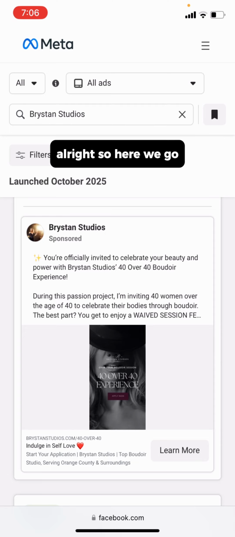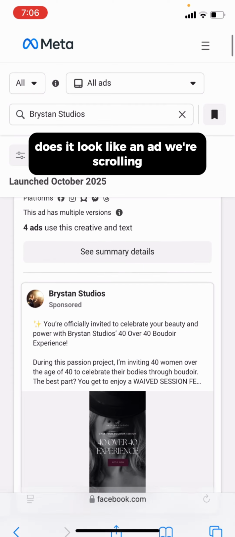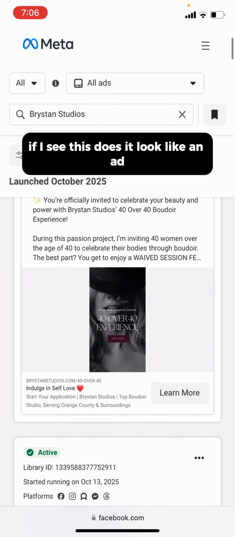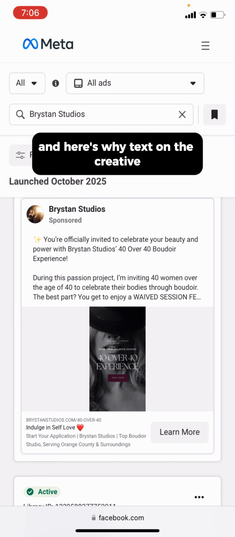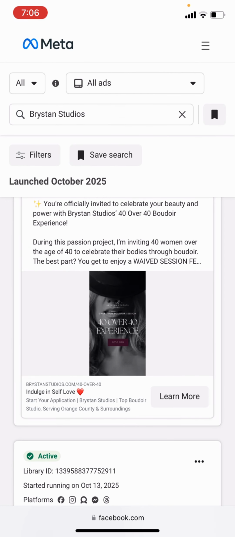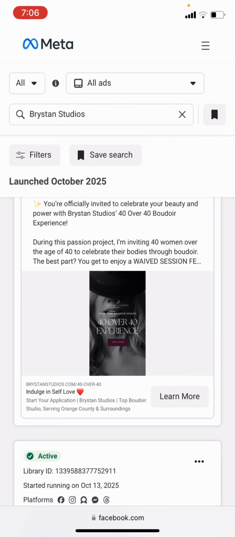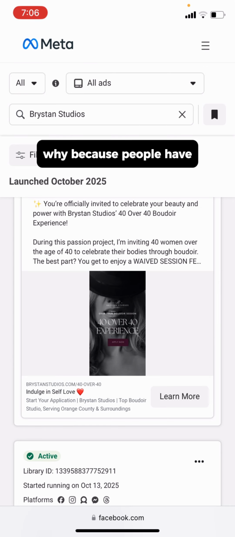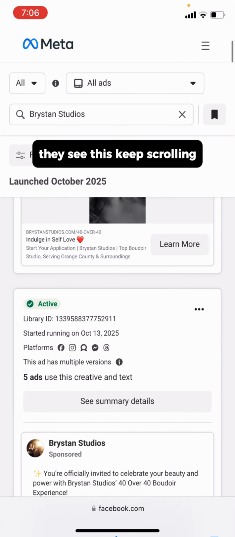All right, so here we go. The first of the 10 mistakes we look for is, does it look like an ad? We're scrolling. If I see this, does it look like an ad? Yes. And here's why. Text on the creative. We need our ad to look as much like an organic post as possible. Why? Because humans have ad blindness, banner blindness. People don't want to be sold to. They see this, keep scrolling.